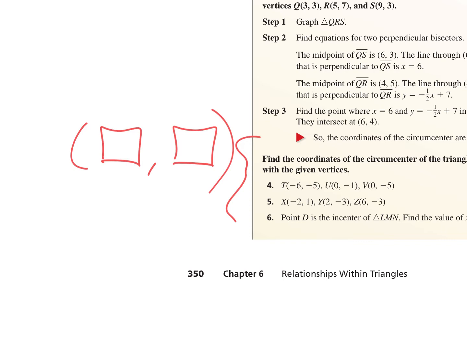Okay, so the point of concurrency of the perpendicular bisectors, be able to find the circumcenter, be able to find the incenter, which is the point of concurrency of the angle bisectors. The point of concurrency of the medians is the centroid, be able to find it. And the point of concurrency of the altitudes is the orthocenter, be able to find that.